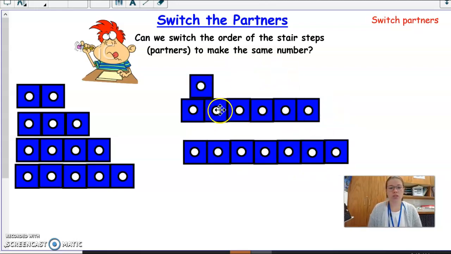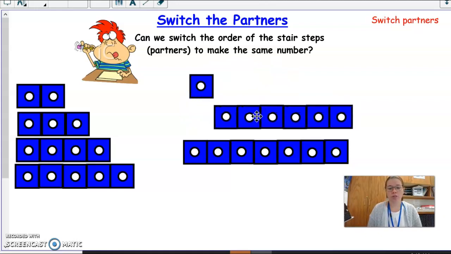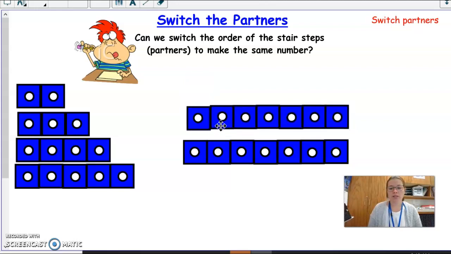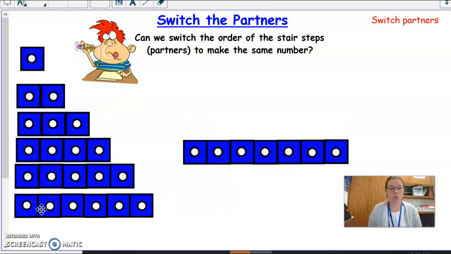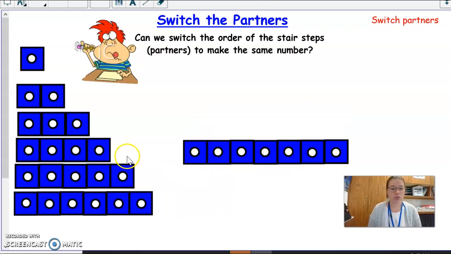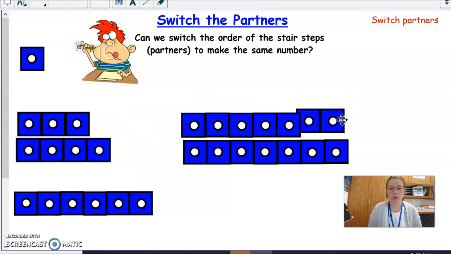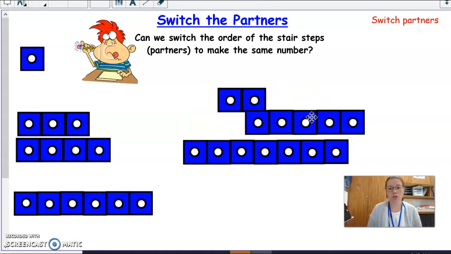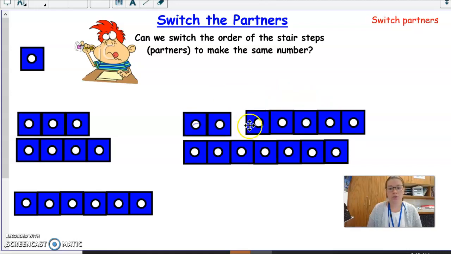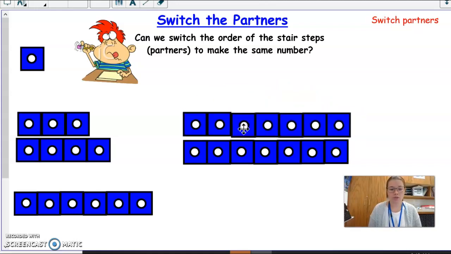If we switch these and put the 1 first and the 6 after it, do we still get 7? Yes. So it doesn't really matter if it's 1 and 6 or 6 and 1. Those partners are switched. They still give us 7. So let's try it with 5 and 2. That gives us 7. Now let's switch those partners. We'll have 2 and 5. That gives us 7.